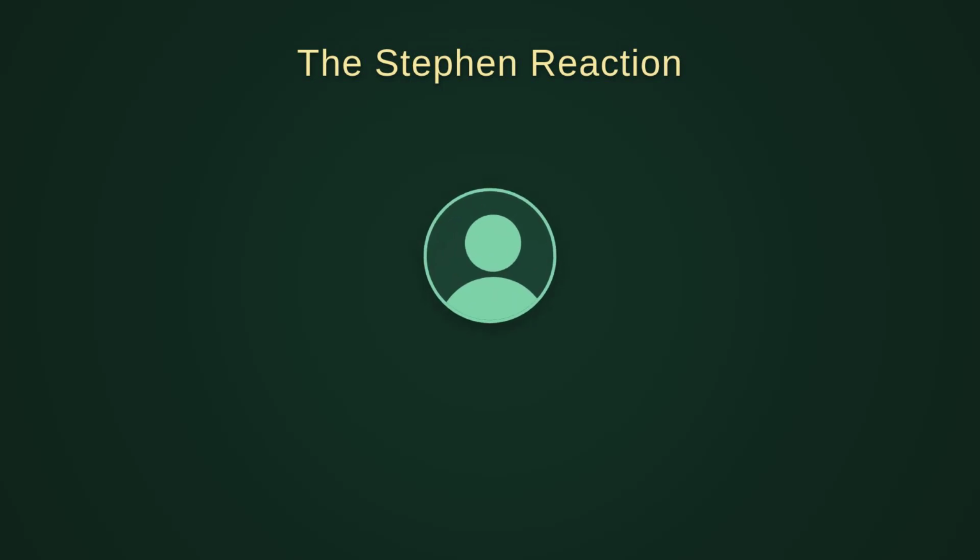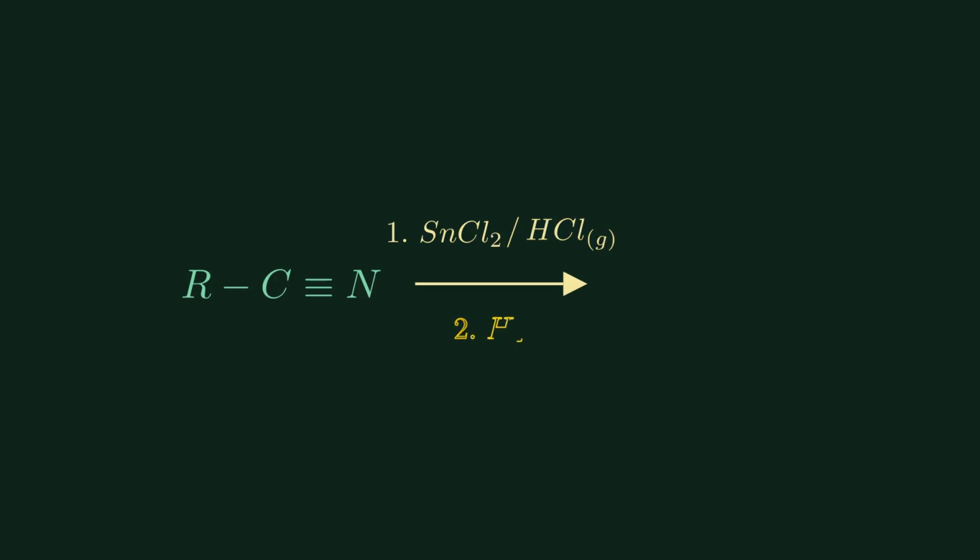The answer lies in a clever, elegant transformation known as the Stephen reaction. Developed by Henry Stephen in 1925, this reaction is a masterclass in controlled reduction. Let's look at the overall blueprint. We start with our nitrile, add tin(II) chloride and gaseous hydrochloric acid, and after a bit of water workup, we get our aldehyde. But the real magic happens in the mechanism.